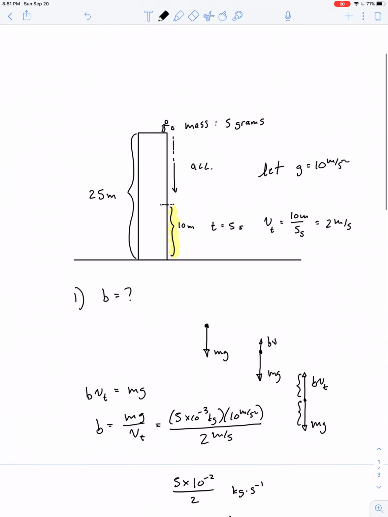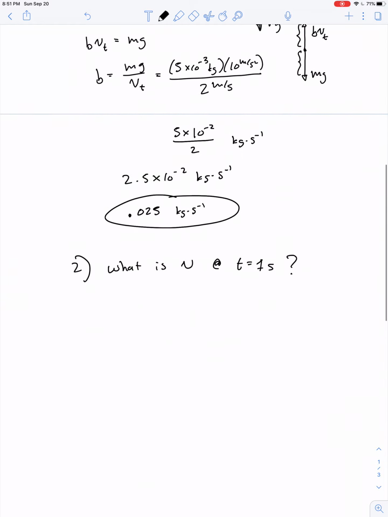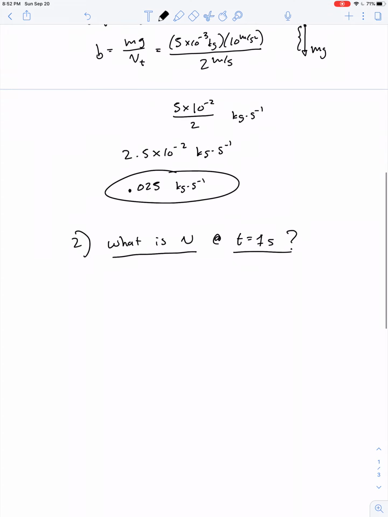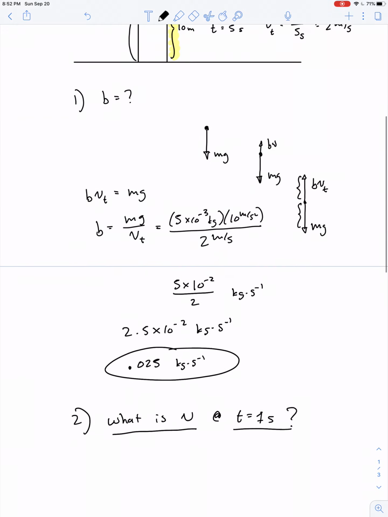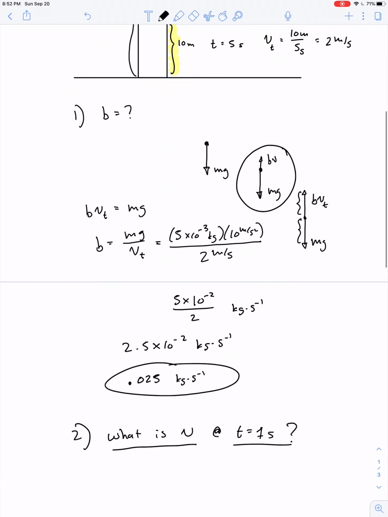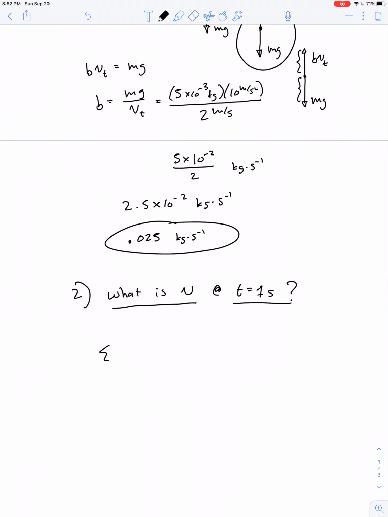Exactly 1 second after this person releases the ball of paper, what's the speed? What's the value of v after 1 second? Well, we can go through the whole derivation here, but basically, if we look at this free body diagram, we can make a differential equation. Say net force is equal to mg minus bv. We replace net force with ma, and we replace a with dv/dt.